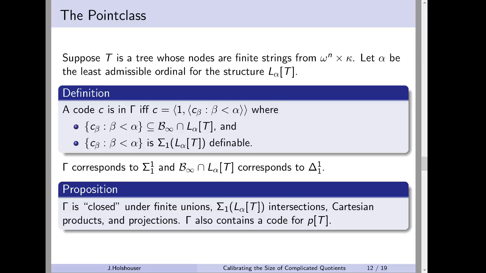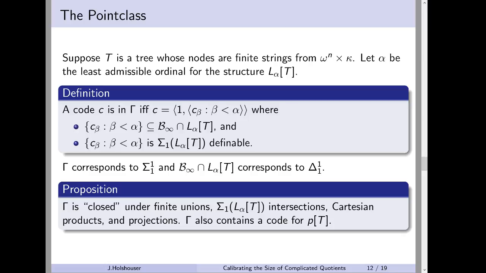So a code C is in our point class if it's an intersection of infinity Borel codes that live inside this model, and that entire collection, in some sense a subclass from the perspective of that model, is Sigma 1 definable. So you only used existential quantifiers over that model. Gamma corresponds to this light face Sigma 1 that showed up earlier, and the infinity Borel codes that are in the model correspond to basically Borel. That's the idea.